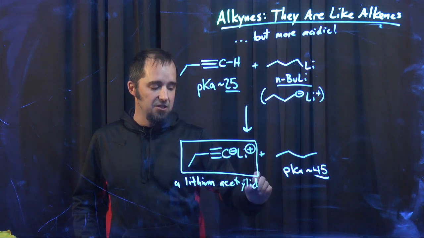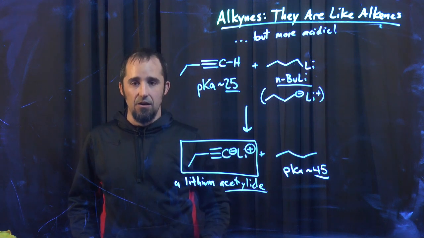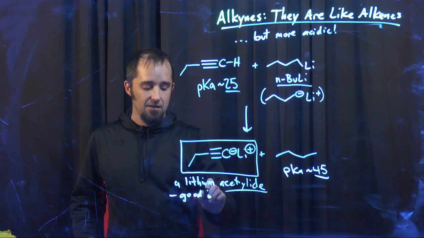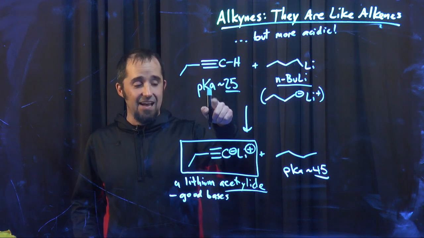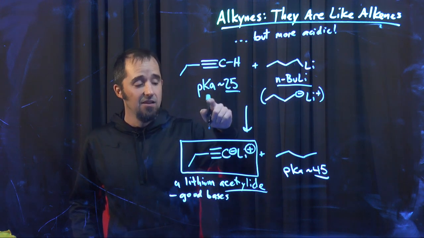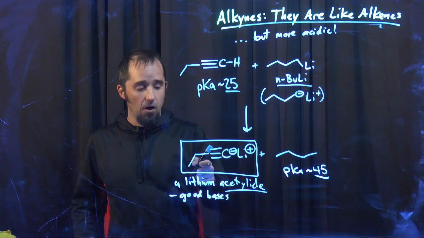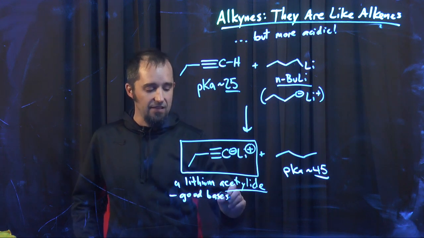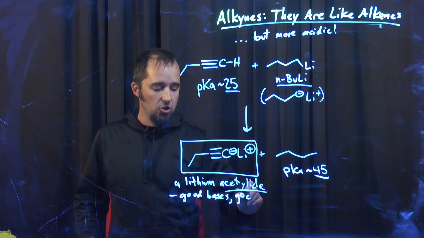Acetylide is the conjugate base of an alkyne. These are good bases. Again, the pKa for the conjugate acid of this is pretty high. So this is a strong base with a pretty weak conjugate acid. So it's still a good base, but it's also a good nucleophile.